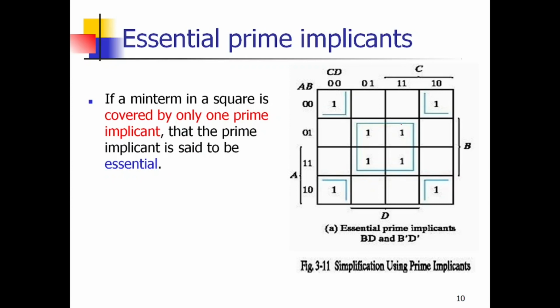See here. So here we are having a quad possibility. Here also we are having a quad possibility. Right. So in this, all the min terms are covered by only one prime implicant. Right. So this quad is b d, and the corner quad is b dash d dash. So this is essential prime implicant. If a min term in a square is covered by only one prime implicant, that prime implicant is said to be essential.